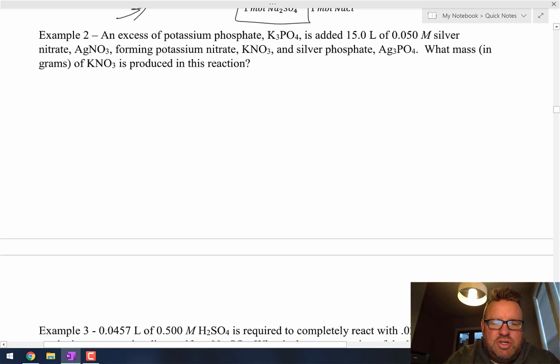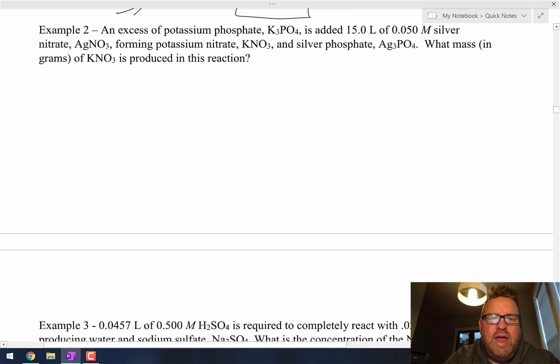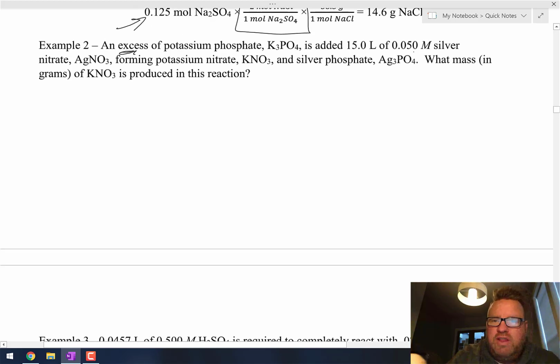So example 2, let's do this one together. An excess of potassium phosphate, so again, excess, which means it's going to be extra, is added to 15 liters of 0.050 molar silver nitrate, forming blah, blah, blah. What mass in grams of KNO3 is produced in this reaction? So first of all, like always, we have to have a balanced equation.